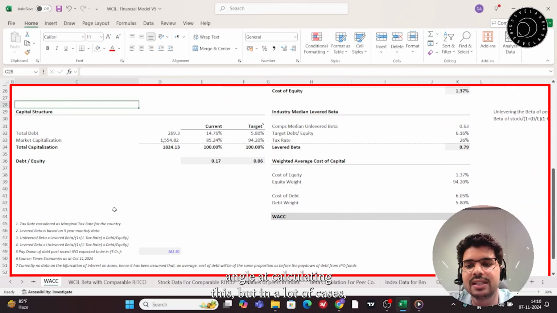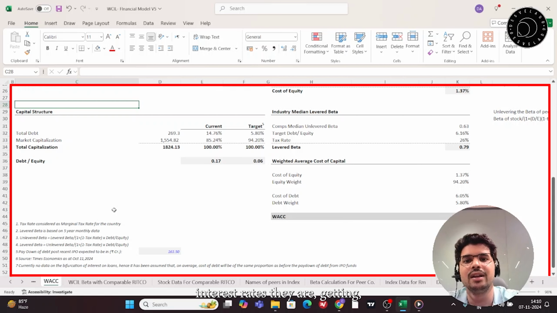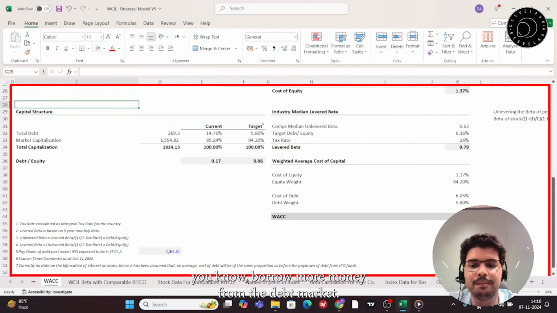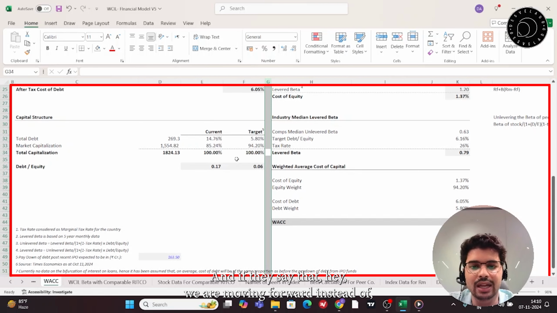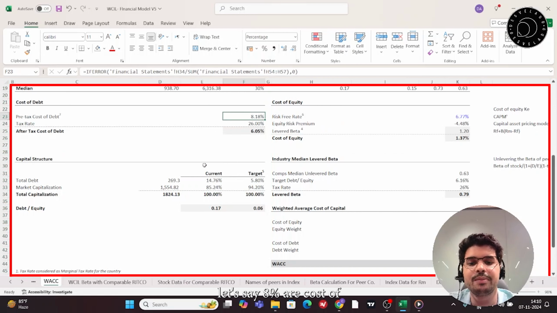But in a lot of cases, as companies move forward, they start divulging information on what interest rates they are getting, or what interest they have to pay in order to borrow more money from the debt market. If they do divulge such documents, you will look at those, and if they say that, hey, moving forward, instead of let's say 8%, our cost of borrowing is going to be 7% or 5% or 15%, that is what you will put here.